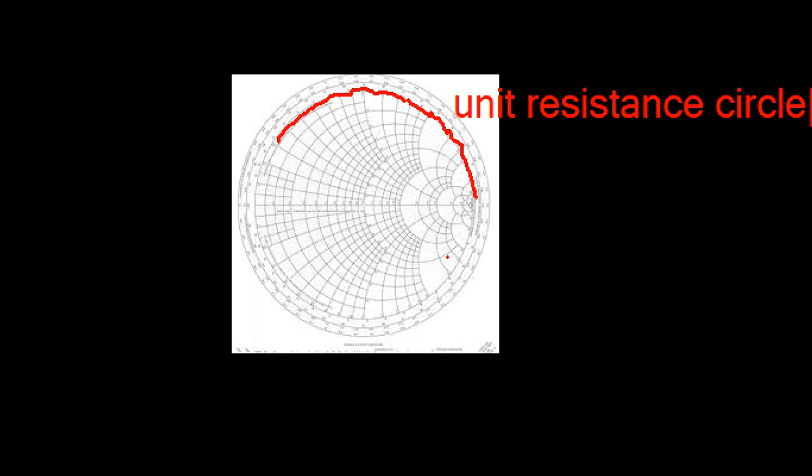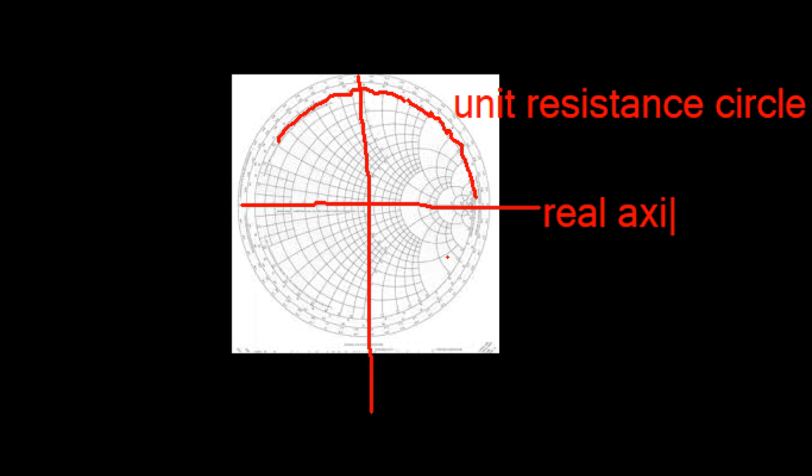Center and real axis. You also know this. This is our real axis, and the point where the center goes. This is the center, and this is our real axis. Our real axis. And the unit resistance circle.